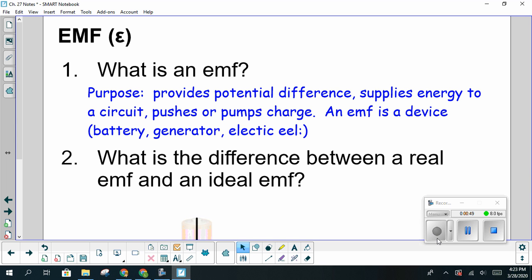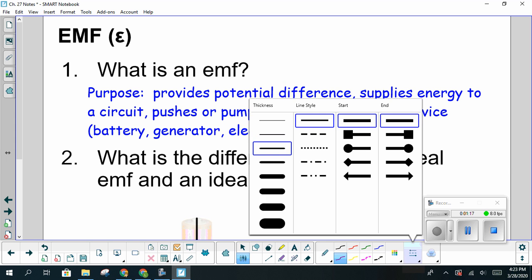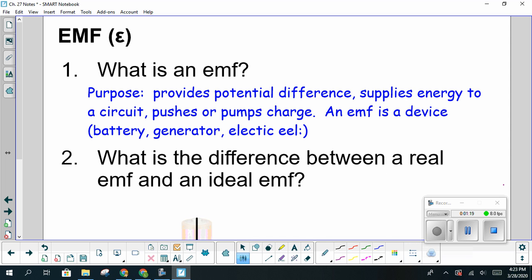We often talk about EMFs in short for an EMF device. So it is some sort of device or thing that is providing the potential difference or supplies the energy. Some EMF devices would be batteries, generators. We're going to spend most of our time talking about batteries because we're studying direct current circuits, and that is the most common device that provides that potential difference within a circuit.